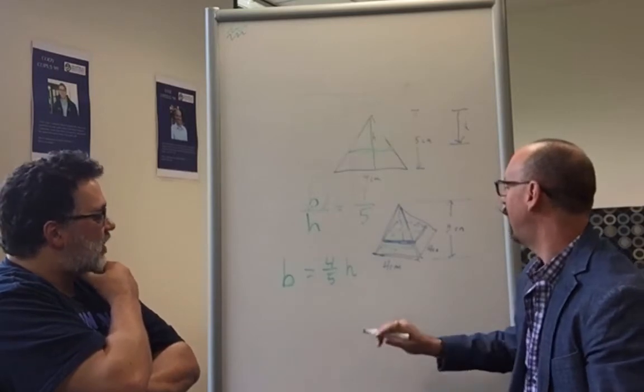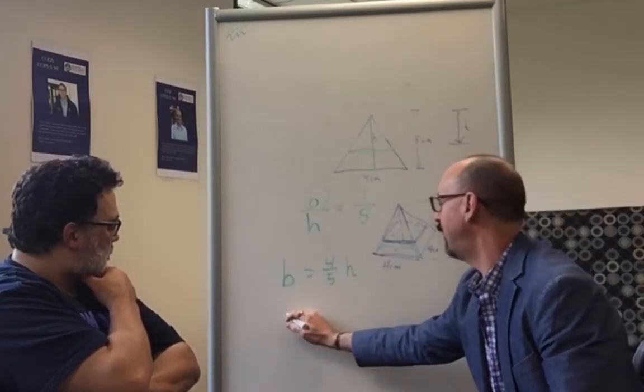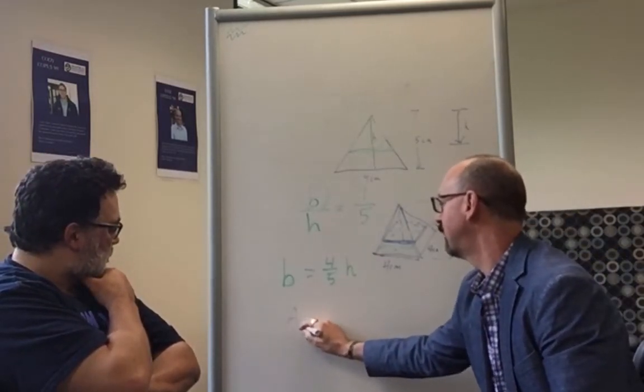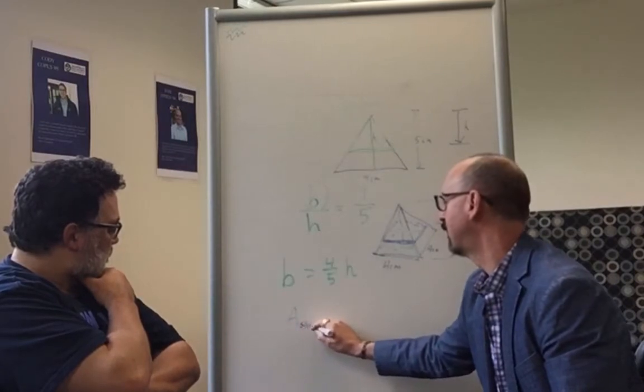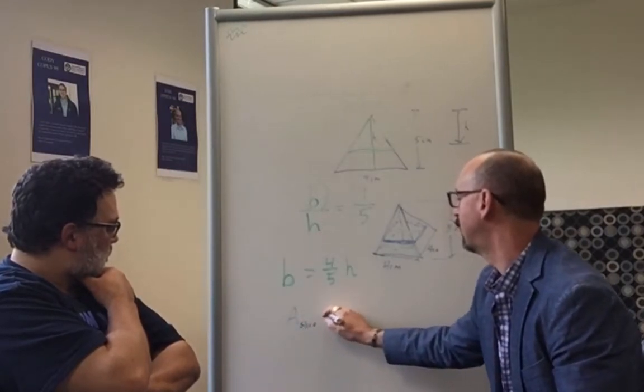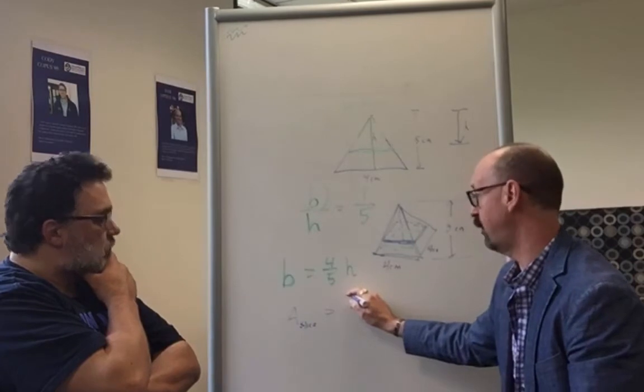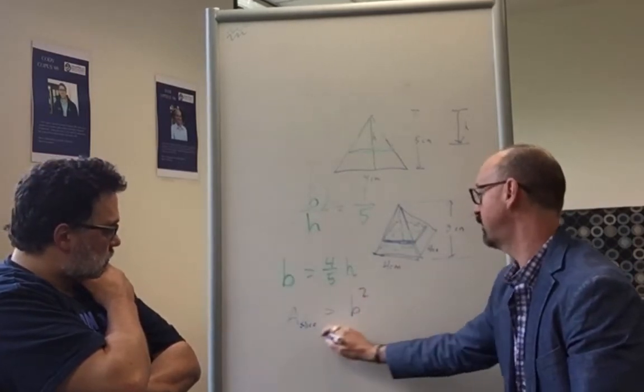So then the area of a slice is going to be, because it's a square, that's really easy. It's b squared.